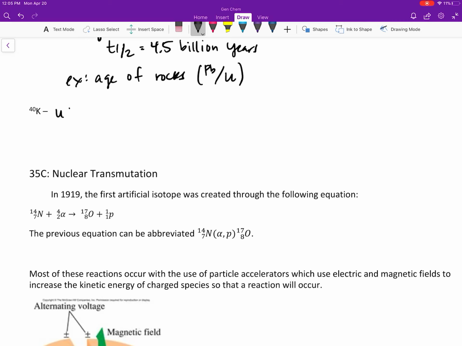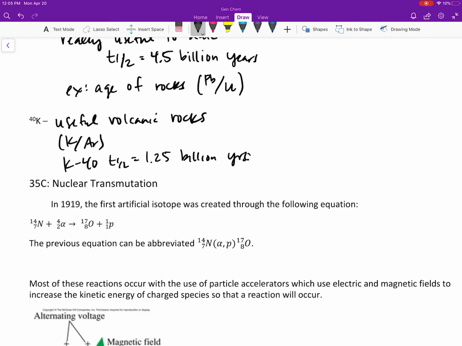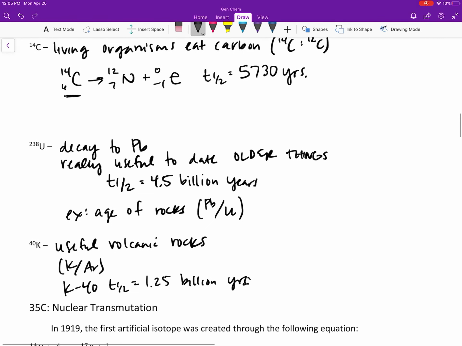Another one that's really useful for rocks, specifically volcanic rocks, is potassium 40. And what they're looking at is the potassium-argon ratio, because potassium 40 has a half-life of 1.2 billion years. So not as long as uranium, but pretty long, and you have a high level of these isotopes specifically in volcanic rocks due to a variety of other things that's outside the scope of the course. And so these are just examples of different ways they can be used.